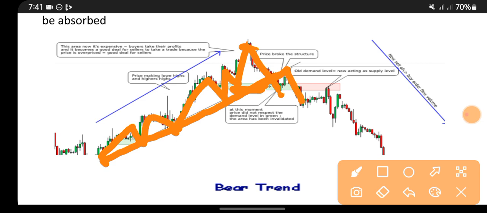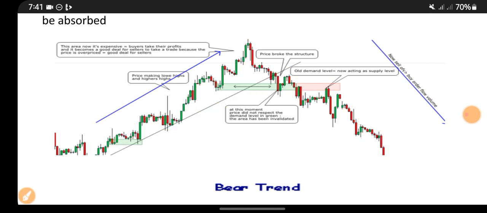Price came down and decided to make higher lows. So lower highs and then lower lows, and then the trend changed. Alright, so please take a look at this chart very, very carefully. I'll send these pictures into my Telegram group so that you're able to see it clearly.